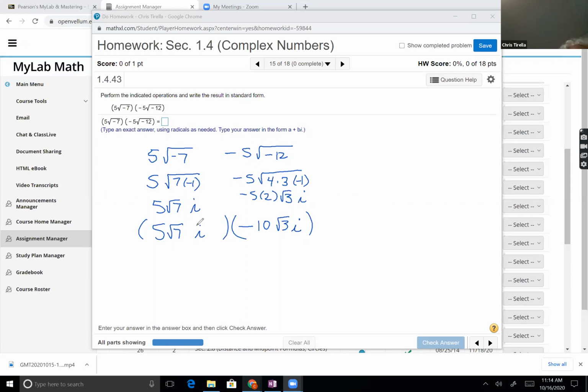Now if I'm adding and subtracting, they have to be like terms, they have to be like radicals. Addition and subtraction is very mean. You have to be the same or I'm not going to mess with you. It's very discriminatory. Multiplication and division are much more accepting. I can multiply anybody. So multiplying 5 times negative 10 is negative 50. Multiplying the radicals, 7 times 3 is 21. Multiplying the imaginary units, i times i is i squared.